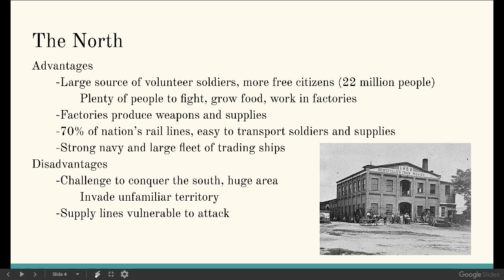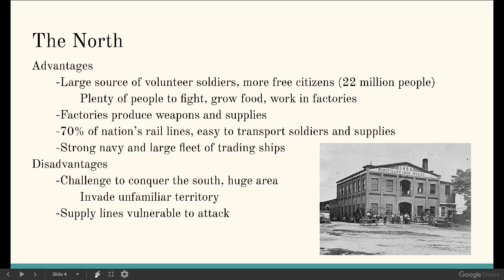And they also had 70% of the nation's rail lines, which means it's going to be a lot easier to transport soldiers and supplies throughout the war. So that's going to be a major advantage as well. And then the North also has a very strong Navy in the form of the United States Navy and a large fleet of trading ships. We have all kinds of port cities in the North, Boston, New York, and so on, that are going to be able to use their ships for the war effort as well.